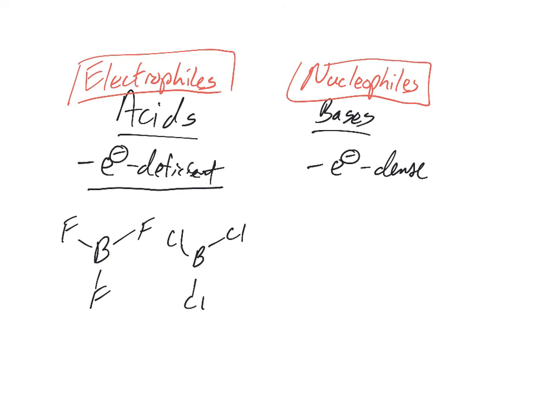Which of these is more reactive, BF3 or BCl3? BF3. Why? Why does fluorine pull electrons better? It's more electronegative, right? Don't forget, it's higher up in the column, so it's still more electronegative than stuff below it. Size is a factor, but it's not the only factor. So this pulls more, so that's more electron deficient. So this is a more reactive acid.